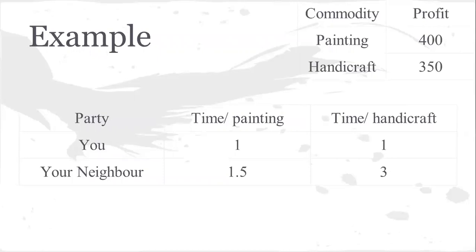The time for painting is 1, and the time for handicraft is 1, and for the neighbor it's 1.5 for painting and the time for handicraft is 3. In the upper portion we can see for painting the profit is 400, and for handicraft the profit is a bit lower, 350. Now, if this situation happens, where your time per painting and time per handicraft are both 1, but your neighbor has more time for painting and more time for handicraft, then what will be the situation?